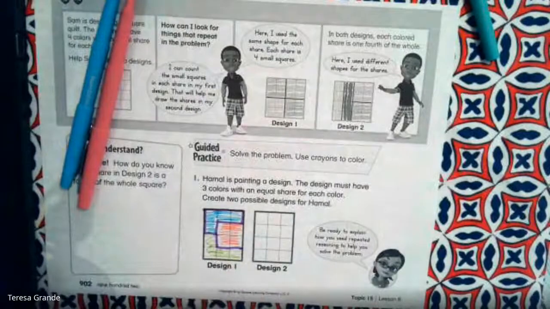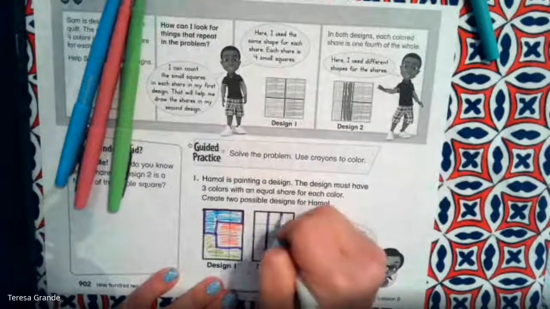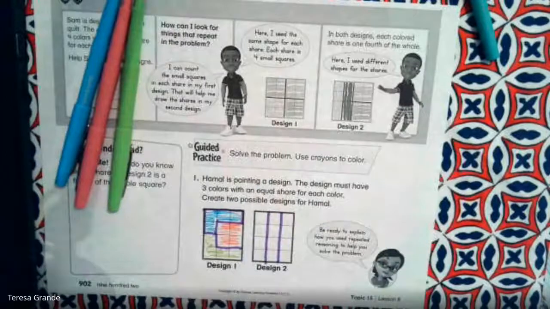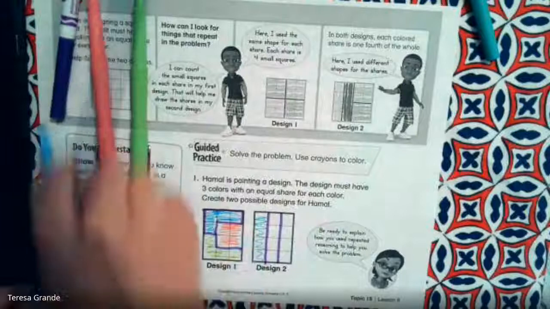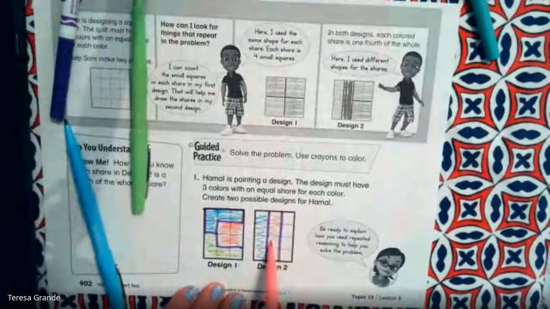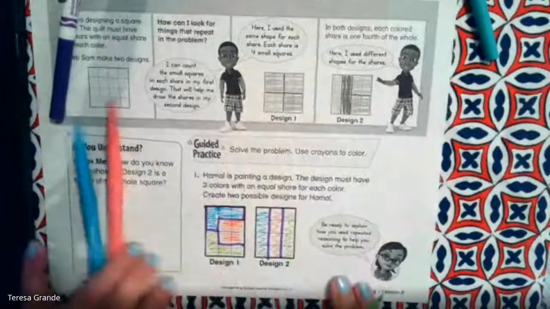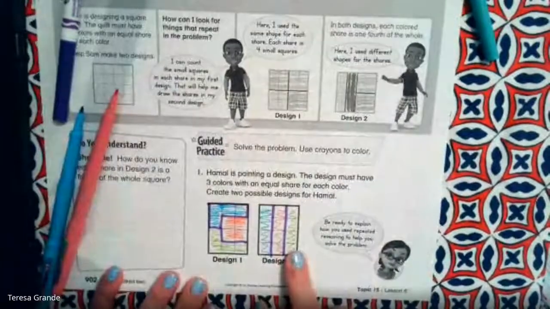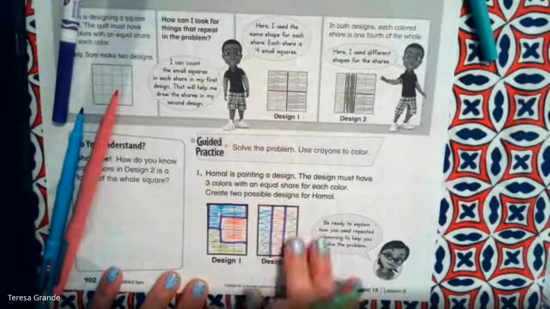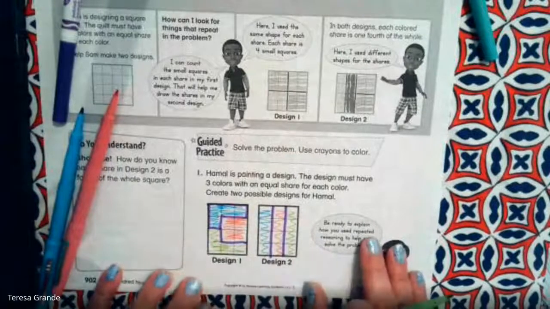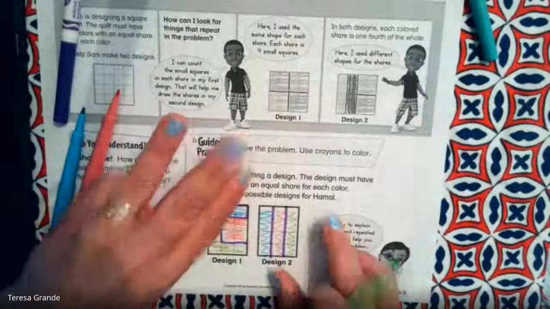Now, let's try a simple design. We have blue here, pink in the middle, and green on the end. Okay, there are 3 colors. Each have 4 squares. So they are all equal, and they are broken into 3 shares. 4 pieces, 3 shares.